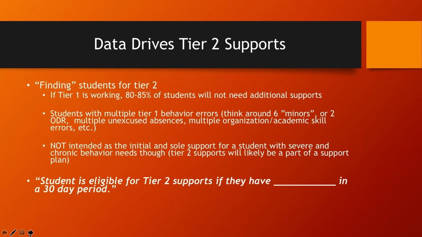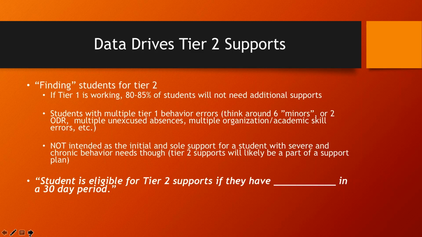So we should have a data rule that allows us to quickly, efficiently, and effectively identify the student that is eligible or is ideal for Tier 2 supports. So at the bottom of the slide, what you see is a statement to the effect that a student is eligible for Tier 2 supports if they have blank, what is your data point, in a 30-day period. And as a team, you want to have multiple avenues for entry into this.